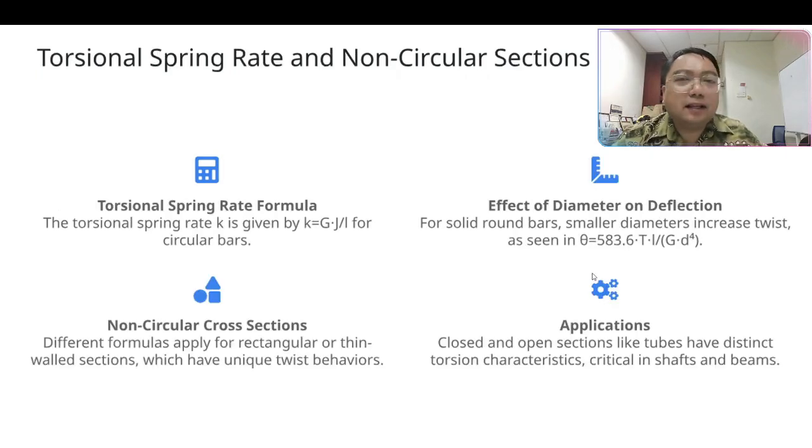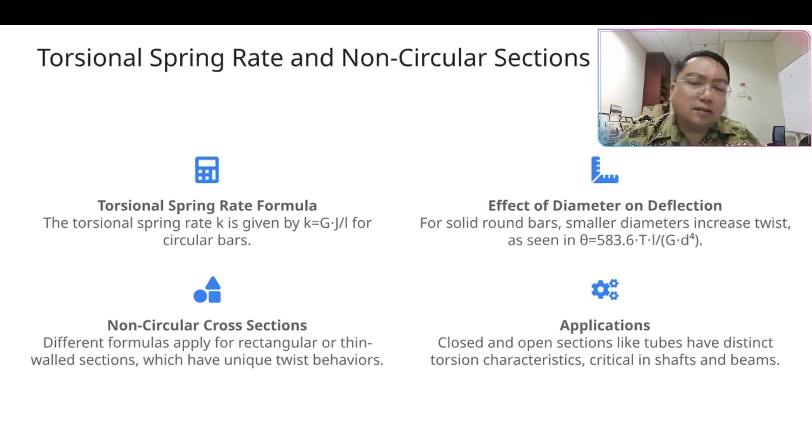Torsional spring rate and non-circular sections. The torsional spring rate formula is given by this equation: k equals GJ over l for a circular bar. Effects of diameter on deflection for solid round bars: smaller diameters increase twist, as shown by this equation. You can refer to the textbook. Non-circular cross-sections: different formulas apply for rectangular or thin-wall sections.